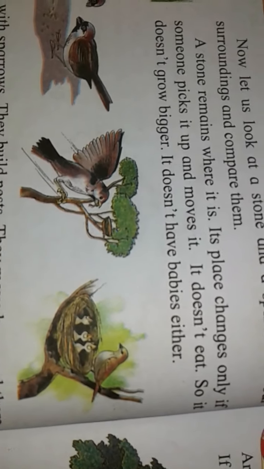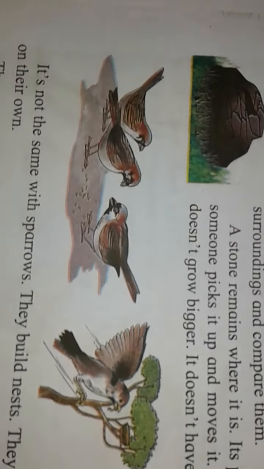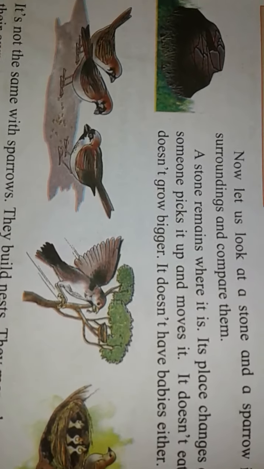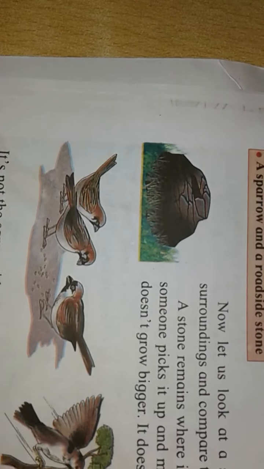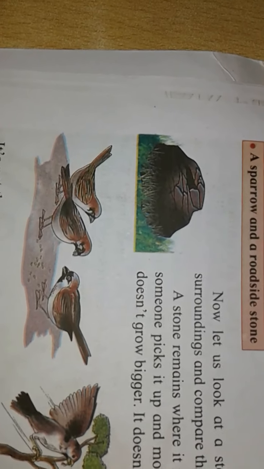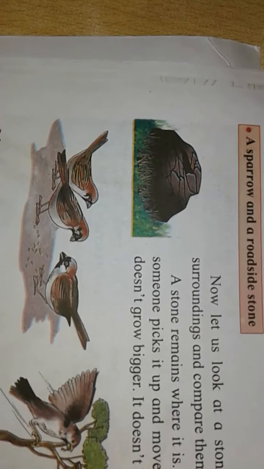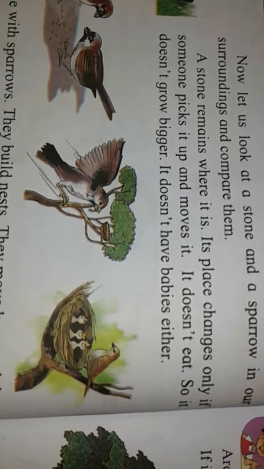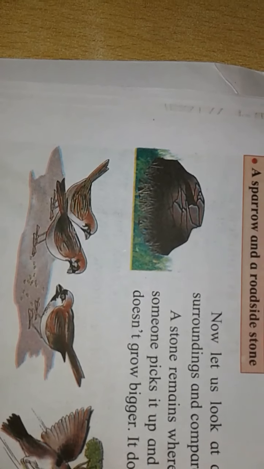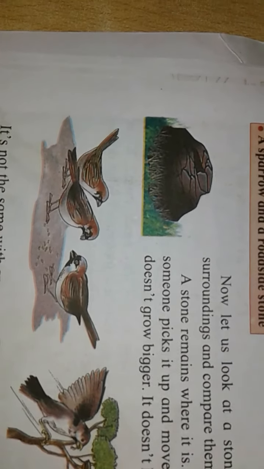It does not eat, so it does not grow big. It does not eat anything, so a small stone will be a small stone, a big stone will be a big stone, like it is. It does not grow. While we know that when we eat, living things eat, that is how they grow up. It does not have babies either. Have you seen a stone having small babies? Are they laying eggs or giving birth? No. So these are called non-living things, meaning no life is there.